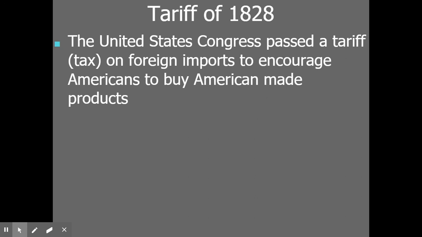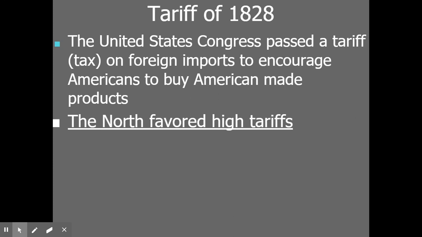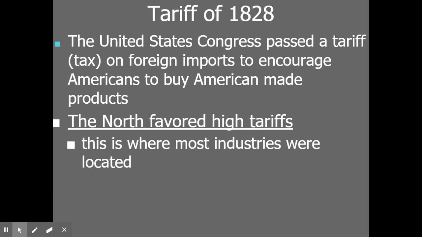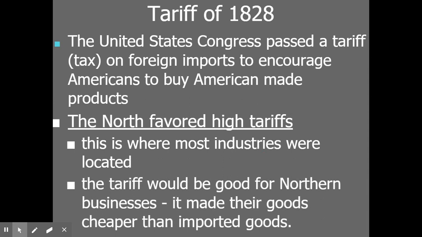Except we got sectionalism happening here. We got division between these regions. Now, the North, they liked high tariffs. They were cool with that. And the reason they were okay with that is because most industries were located in the North. So this whole buying American made products, that was going to benefit them because the American made products were being made in Northern industries. They knew that was going to be good for their businesses and it would make their goods cheaper than imported goods, because any foreign goods that you bought would have a tax added to them and it would make them more expensive.